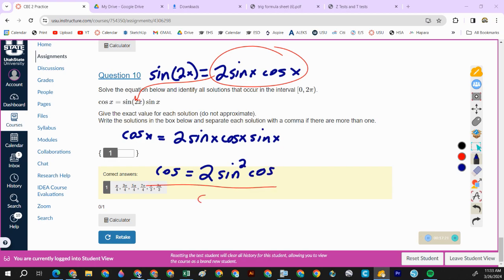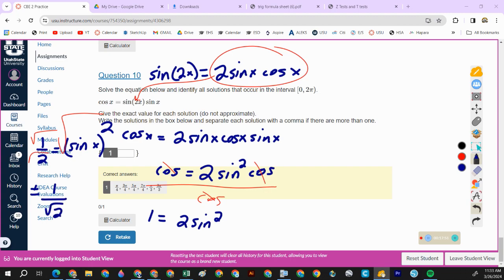Well, I want to divide by cosine to get rid of those. Okay, so if cosine is not 0, then it simplifies down to 1 equals 2 sine squared. So we divide by 2. So 1/2 equals the sine of x squared. So I take the square root, and I get plus or minus 1 over root 2. And then we have to rationalize the denominator. So that's plus or minus root 2 over 2 equals the sine.